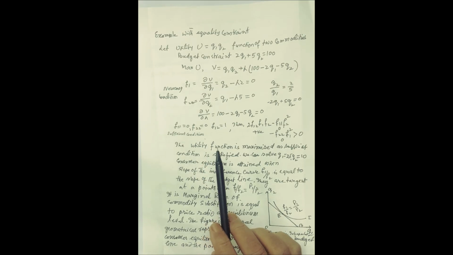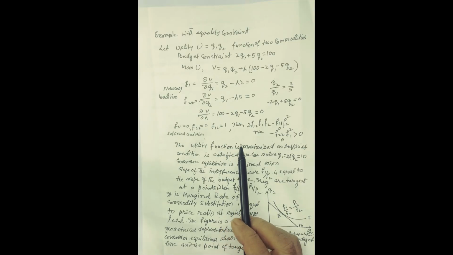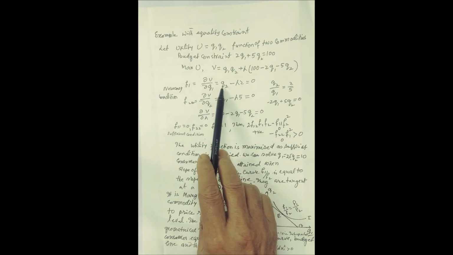F1 by F2 is the slope, and that means if we divide this by this, it will be F1 by F2. So F1 by F2 is equal to the slope of the budget line. They are tangent at point E in the diagram, when F1 by F2 is equal to P1 by P2. So this condition is satisfied at point E.